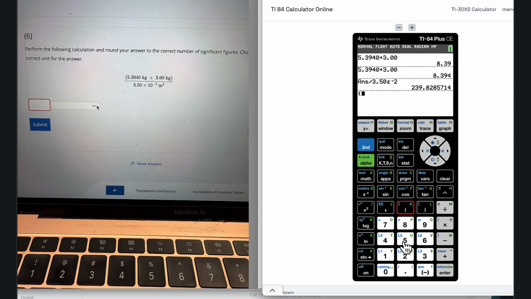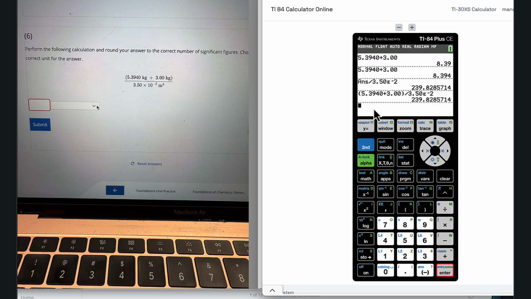We'll go left parenthesis 5.3940 plus 3.00. We'll hit right parenthesis, we'll hit divided by, and then we'll leave this as one term. We'll say 3.50 second function double E -2. This is all of it in one. We'll hit enter, and then yeah, it comes out to be the right answer.